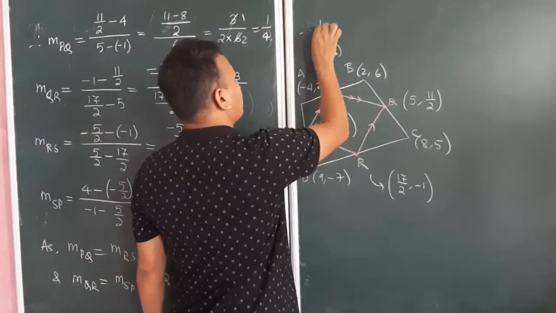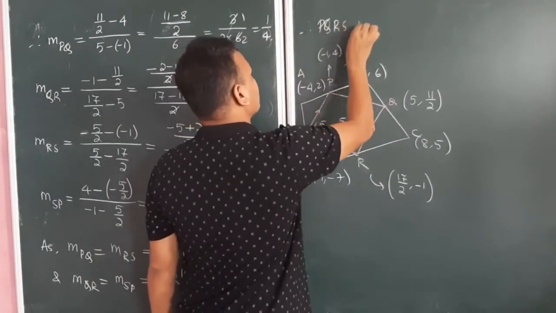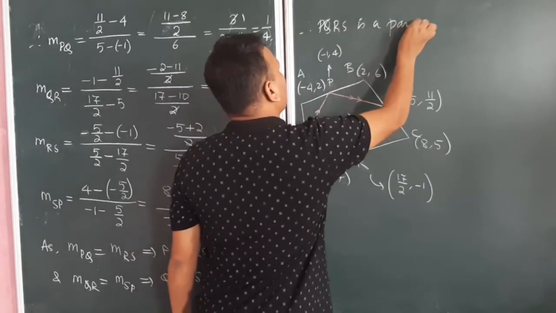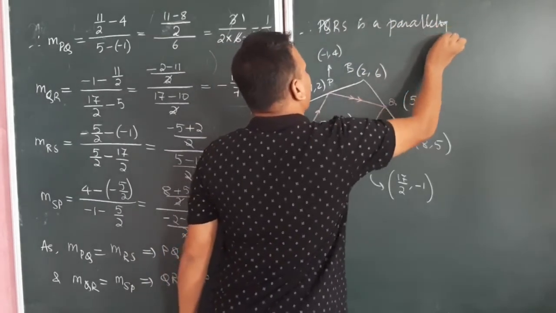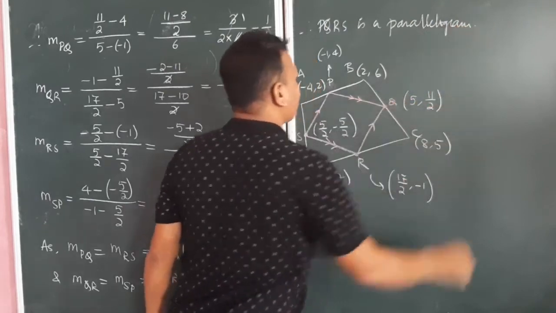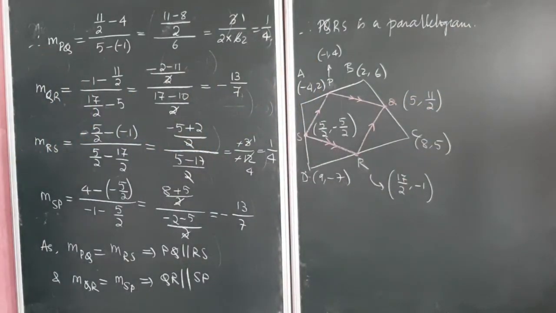So hence, PQRS is a parallelogram. All right, so you may pause the video to note down.